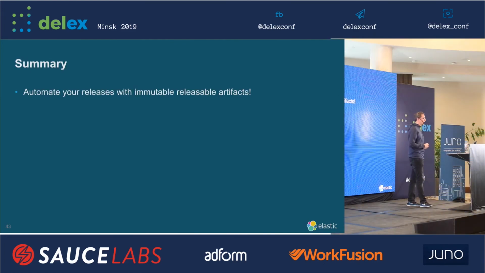What did we learn? First, automate your releases. Make sure you don't touch them. Like, have immutable artifacts. It's super important from my perspective, because only this way you can always create new releases and don't worry about who's doing it.